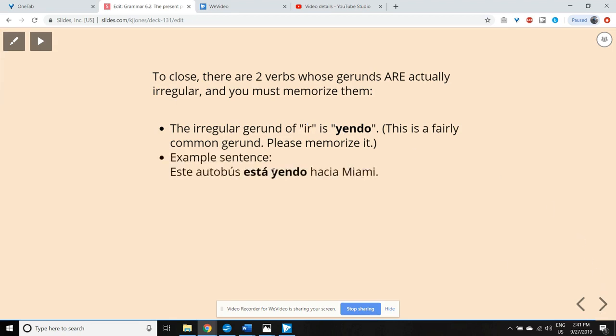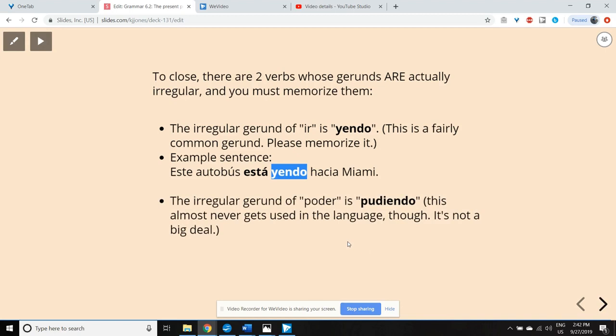Here's an example sentence, right? Este autobús está yendo hacia Miami. That is a sentence using the present progressive tense. Here is our conjugated form of estar. Here is the gerund of ir. It's an irregular gerund, which is yendo or yendo when I don't put my Argentine-ness into it. All right. And then the irregular gerund of poder is pudiendo, P-U-D-I-E-N-D-O. This almost never gets used, though. It's really rare that it would be used in a language, so don't worry about it. It's not a big deal.